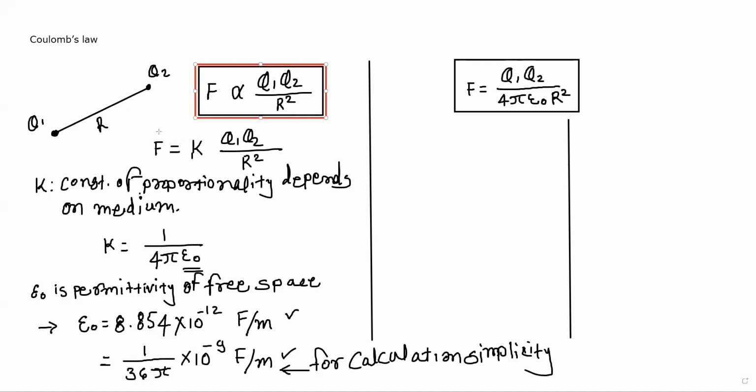Since it is a proportionality, I have considered K as a constant of proportionality. K is a constant of proportionality and it depends upon the medium between those two charges. So its value is K equal to 1 upon 4 pi epsilon naught. Epsilon naught means I am considering free space. For free space, permittivity is constant. Its value is 8.854 into 10 raised to minus 12, or you can use for notational simplicity 1 upon 36 pi into 10 raised to minus 9 farad per meter. Right? So this is what Coulomb's law is.